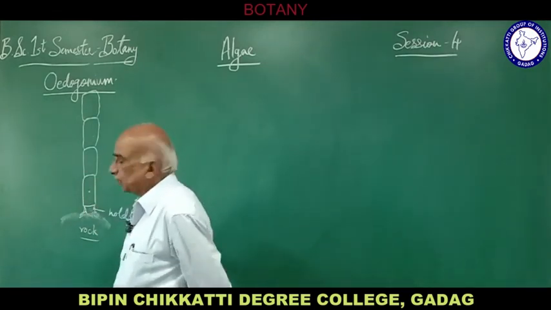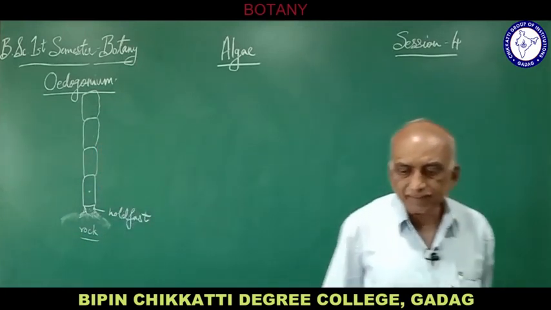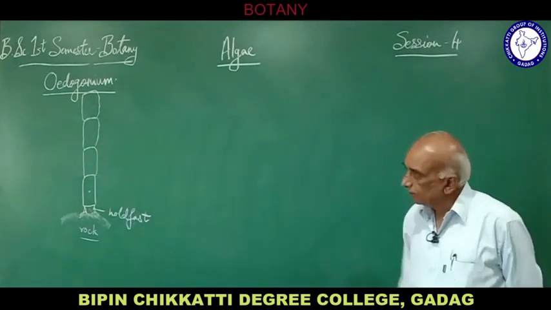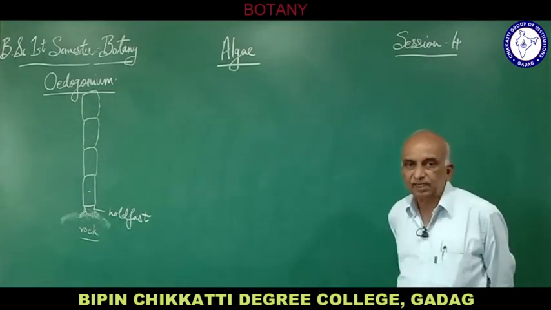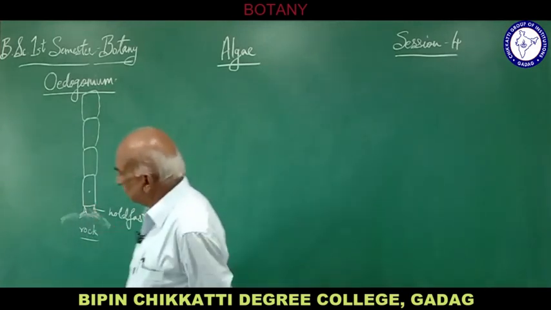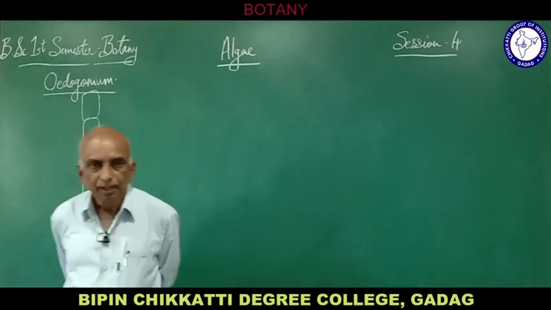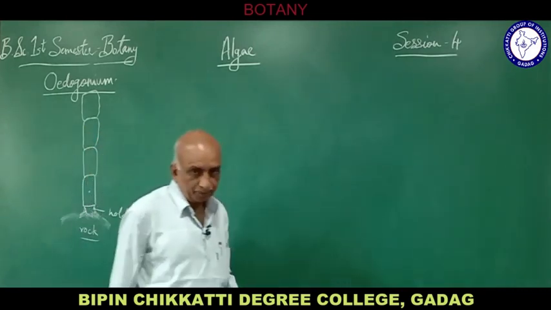So that is about the thallus. The thallus is filamentous, and it is made up of unbranched, elongated cylindrical cells, and the holdfast, the basal cell, helps in fixation to the substratum.